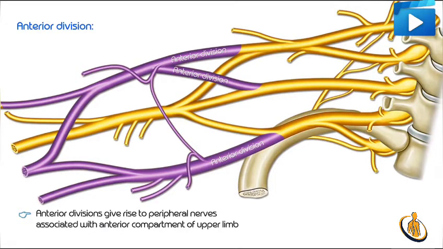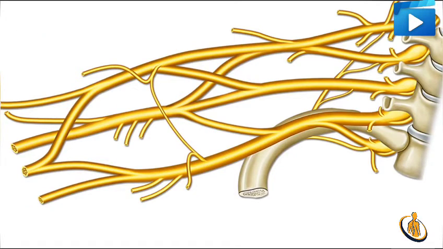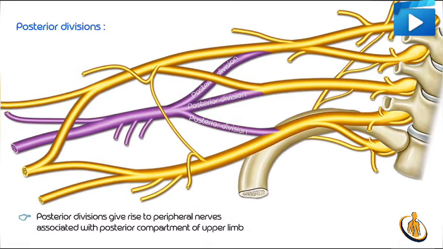which means all the nerves which are formed from the anterior divisions give innervation to all the muscles of the anterior or flexor compartment of the upper limb. And when we talk about the posterior divisions, they give rise to peripheral nerves which are mainly associated with the posterior compartment of the upper limb, which is also called the extensor compartment.